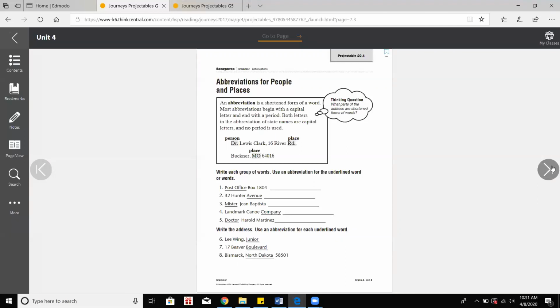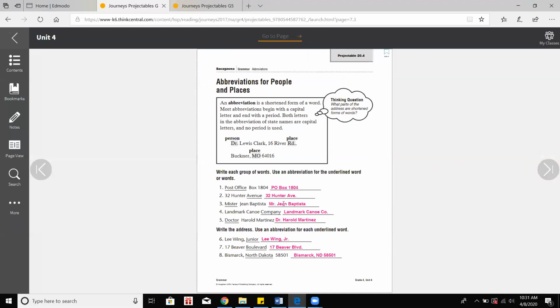Okay, so let's see what the answers are. If your answers are these, then you are right. So how do you abbreviate post office? You have to write capital letter P and capital letter O, no period. So this is one of your exceptions, right? P.O. Box 1804. Now for avenue, just write capital letter A, lowercase v, e, and then a full stop or a period.